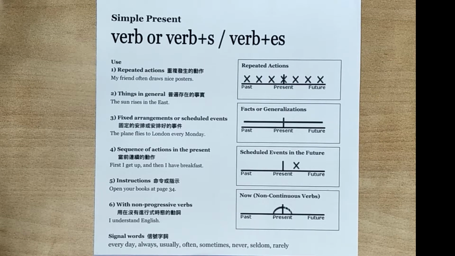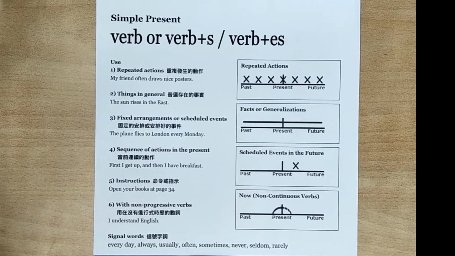3, fixed arrangements or scheduled events. The plane flies to London every Monday. 4, sequence of actions in the present. First I get up and then I have breakfast. 5, instructions. Open your book at page 34. 6, with non-progressive verbs. I understand English.